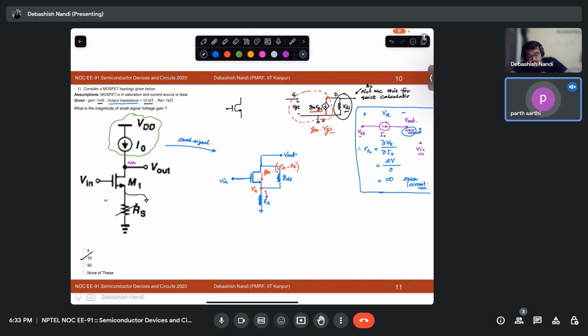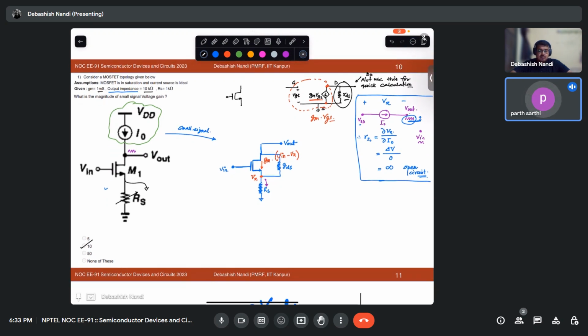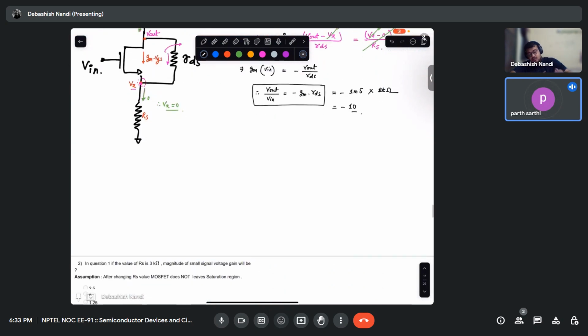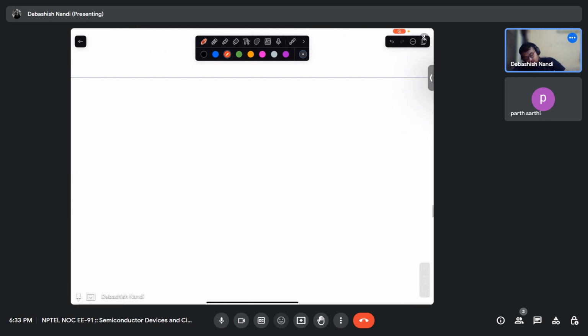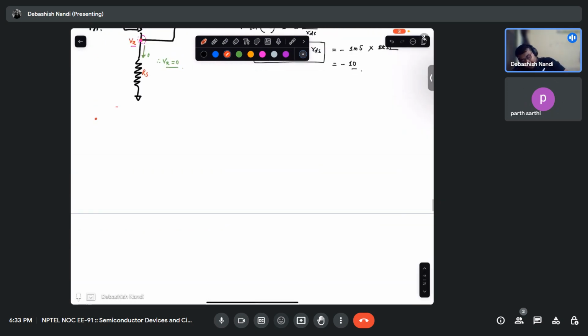Sir, if the input is from the gate or source, or drain, if it's common gate or common drain, then our RS will be relevant there. Okay, let's take your question. So this is as far as the above problem goes. Now the question is, what about the common gate structure?